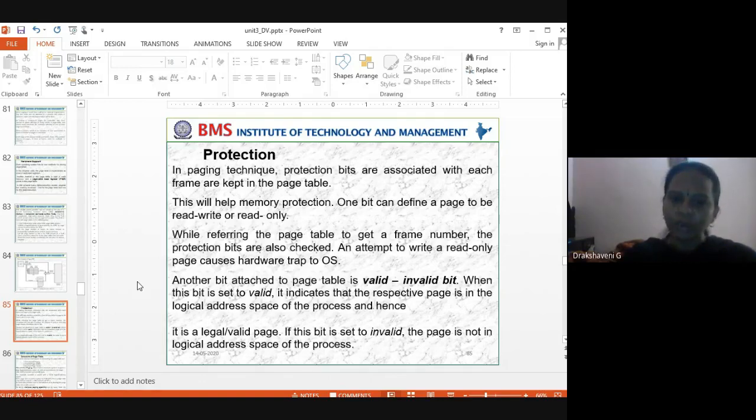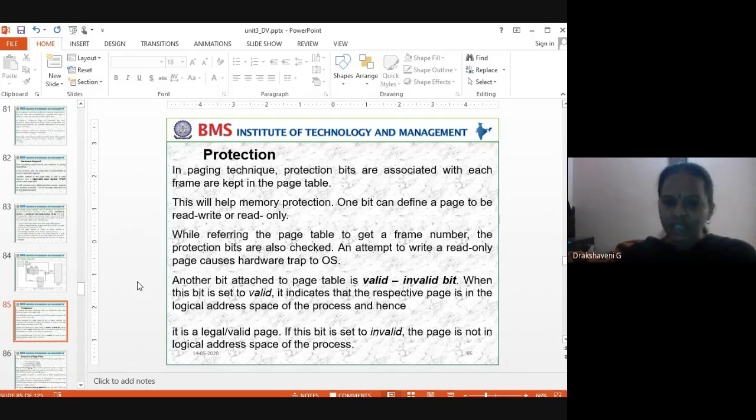In the paging technique, protection bits associated with each frame are kept in the page table. Out of so many bits, one bit is reserved as the protection bit. This will help memory protection. Sometimes we open a file and it says it is read only, I cannot edit. For that we use an extra bit called the protection bit. Sometimes you can make that bit read-write or read only.